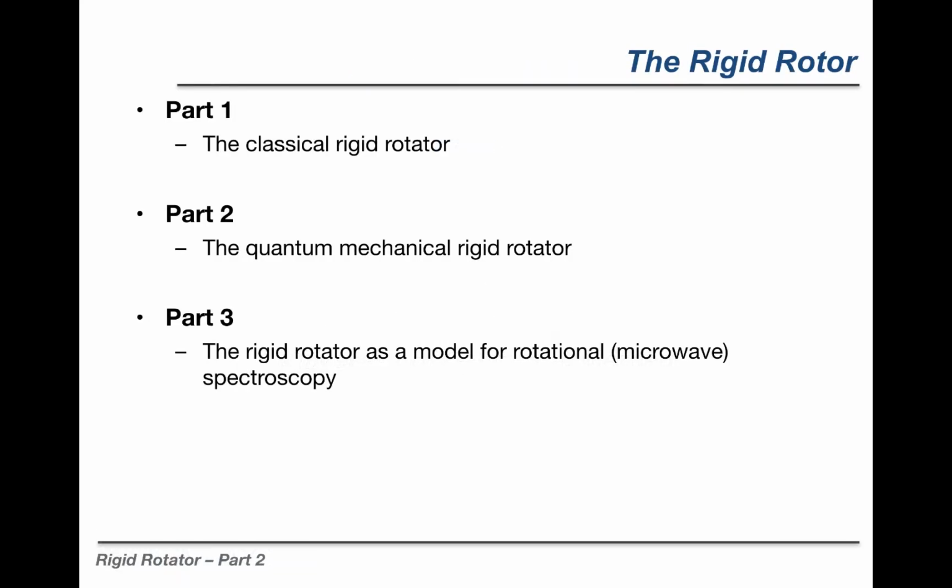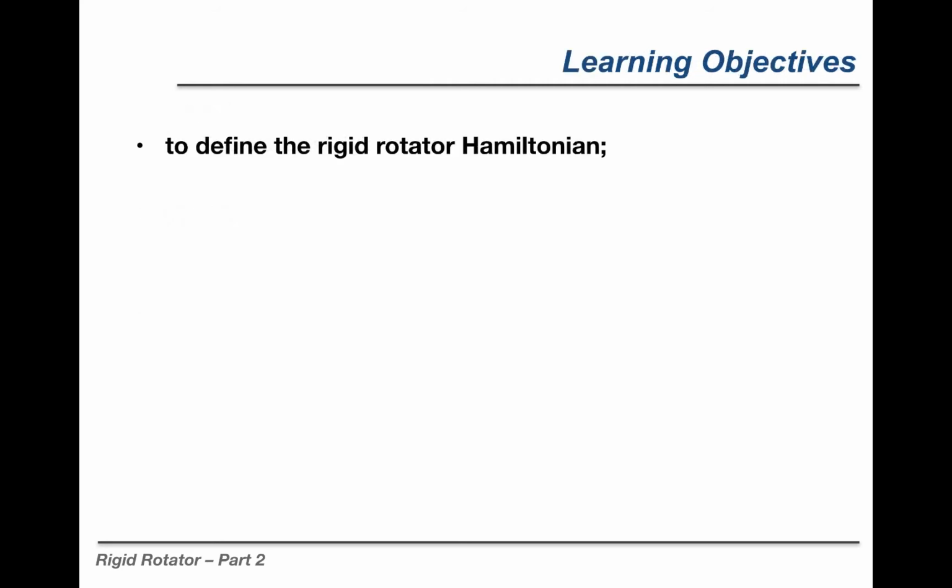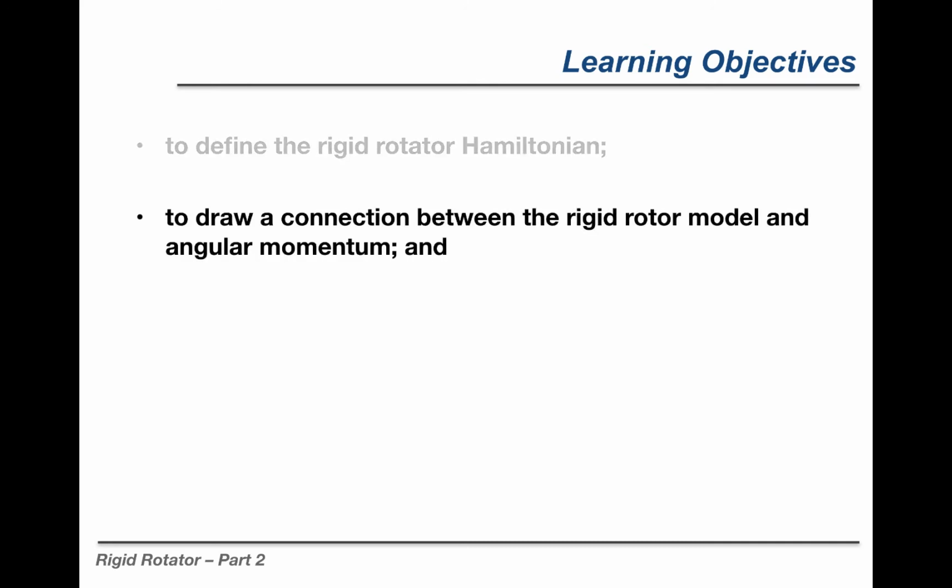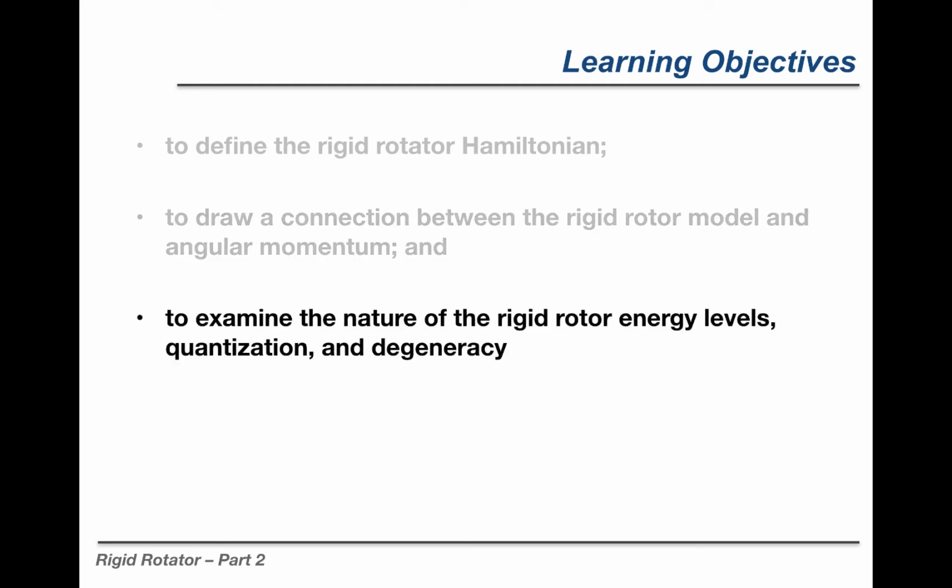In the last video, part 1, we discussed a classical treatment of the rigid rotor, and here we'll focus on the quantum mechanical version of the rigid rotor system. The learning objectives of this video are to define the rigid rotor Hamiltonian, to draw a connection between the rigid rotor model and the physics of angular momentum, and lastly, to examine the nature of the rigid rotor energy levels, its quantization, and degeneracy among its states.